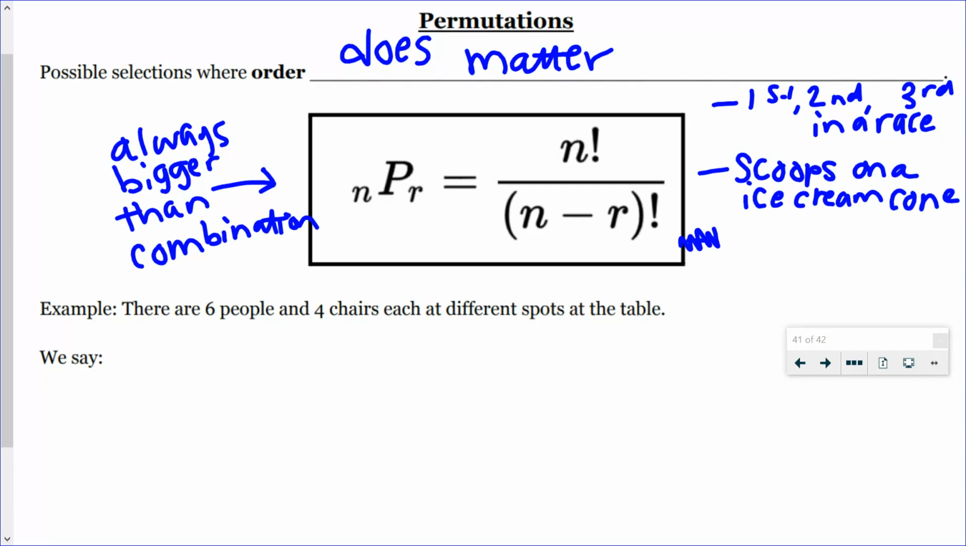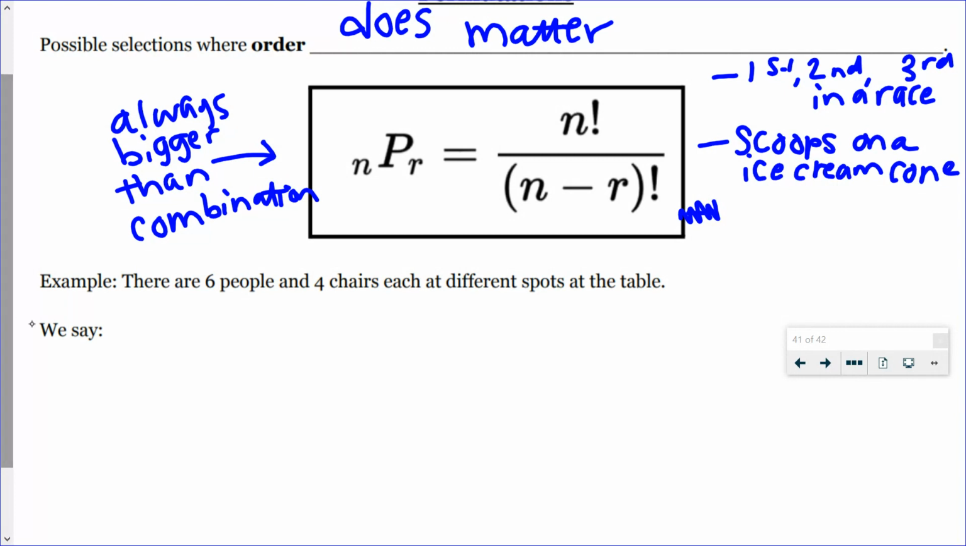Okay? So in this situation, there are 6 people and 4 chairs, each at different spots at the table. So this is saying that the order matters. Well, I'm going to put 6 pick 4. So same positions. Okay, this is my n value, and this is my r value. They do the same thing, but we're going to put them in a different equation.